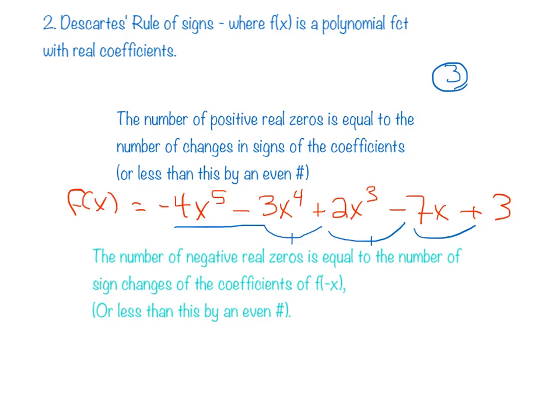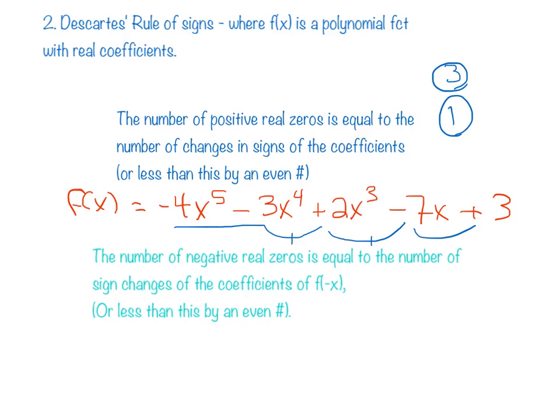That means there will be at most 3 positive real zeros, or there could be 1 positive real zero, because 3 minus an even number of 2 gives us 1. There won't be any other possibilities beyond those.